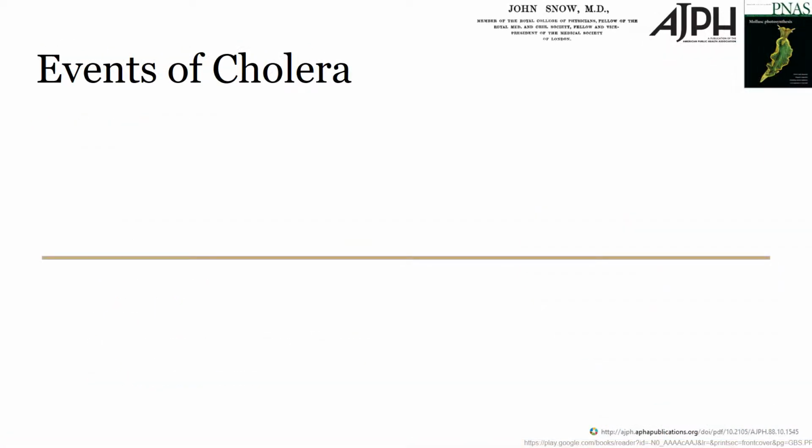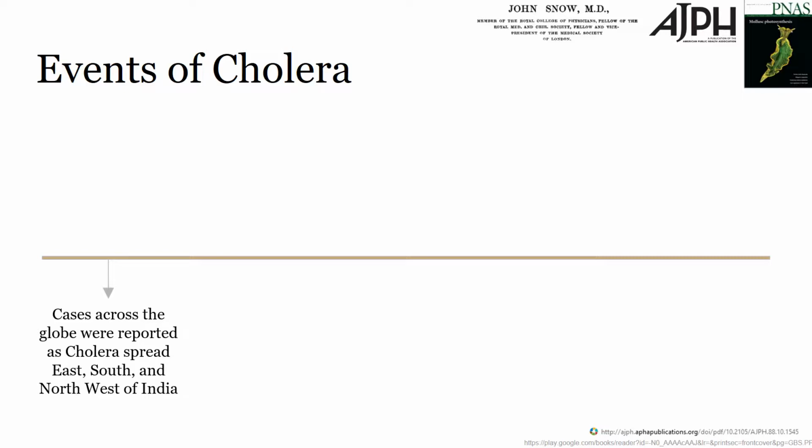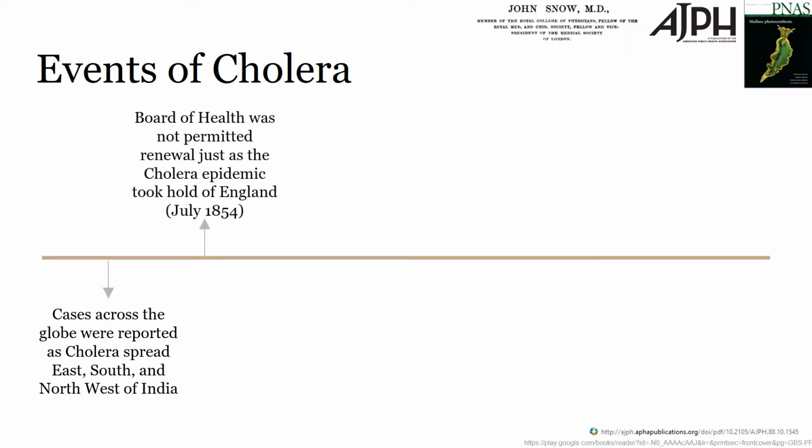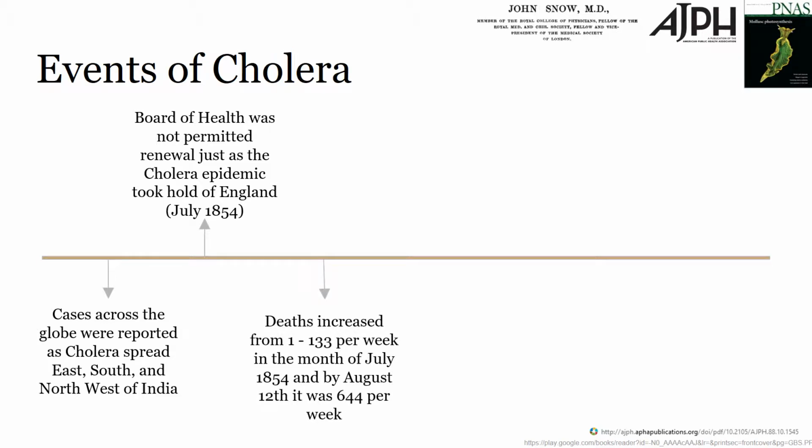Most of the events of cholera relating to this study took place during the year of 1854. Although our first records of cholera were in India, cases across the globe were reported as it spread east, south, and northwest. Focusing in on our study area of England, the Board of Health was not permitted renewal just as the cholera epidemic took hold in July of 1854. That year, deaths increased from 1 to 133 per week just in the month of July, and by August 12th, that number had already reached 644.